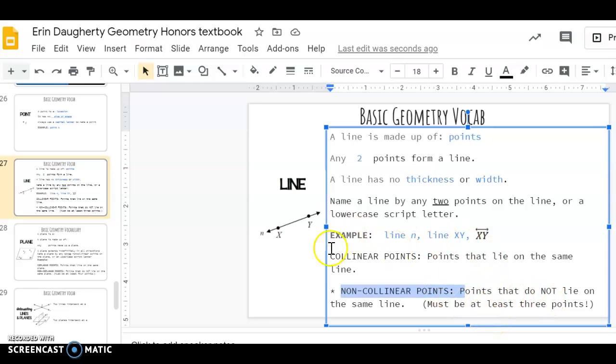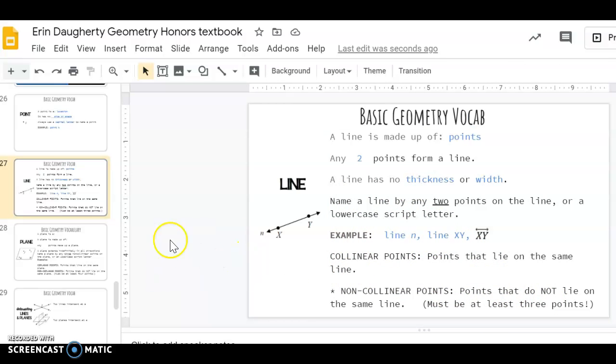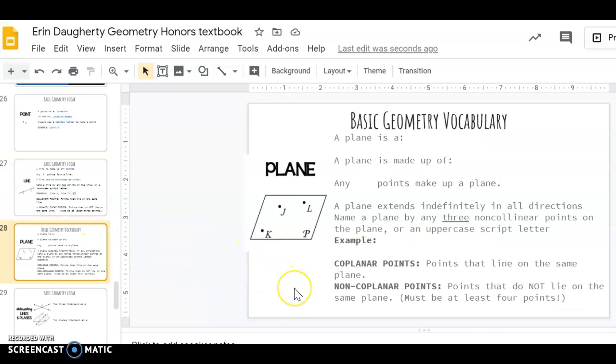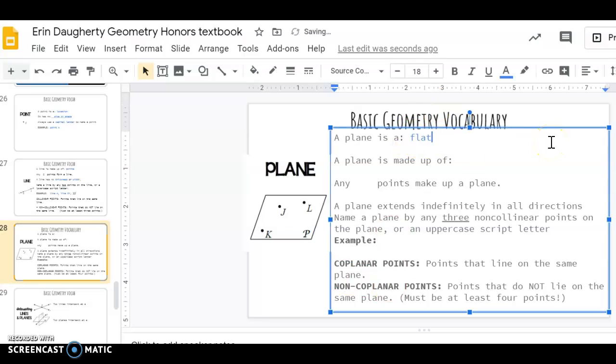That's actually a plane. All right, so let's go ahead and take a look at the next slide, which we're going to talk about is a plane. So a plane is a very flat surface. All right, so it's a flat surface that's made up of points. Okay, and how many points do you need for a plane? We needed 2 for our line, and we only need 1 for a point, but we need 3 to make up any plane. Okay, so any 3 points make up a plane.